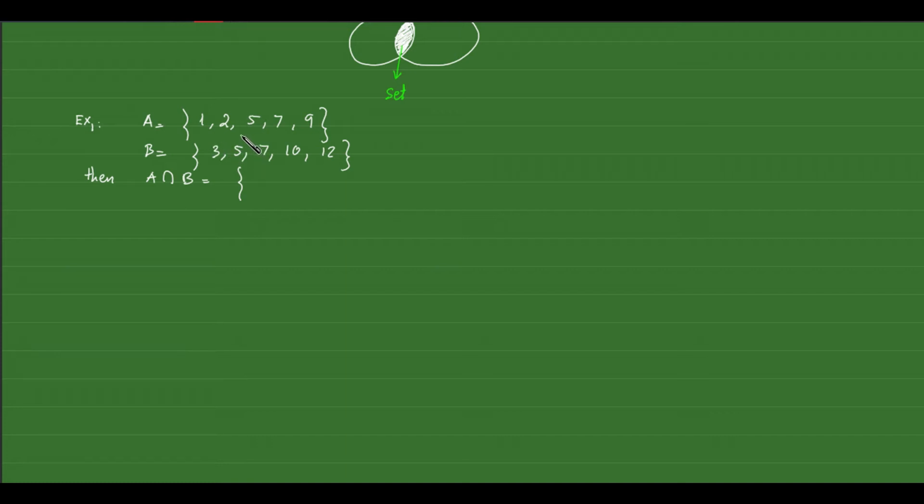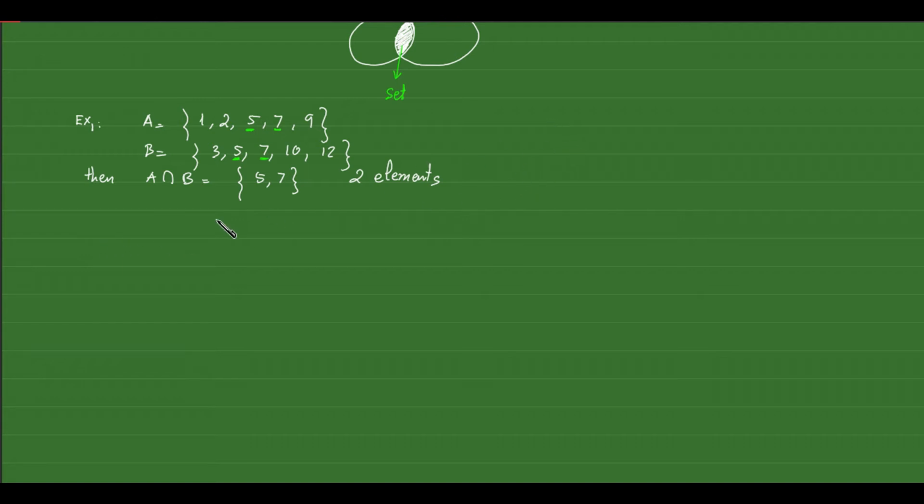So what numbers are in common? What elements are in common? So 5, right? 5 in common. And 7 in common. Okay, so the intersection set has 5 and 7. So this intersection set has 2 elements. Okay, that's how you find intersection. You try to find something in common.